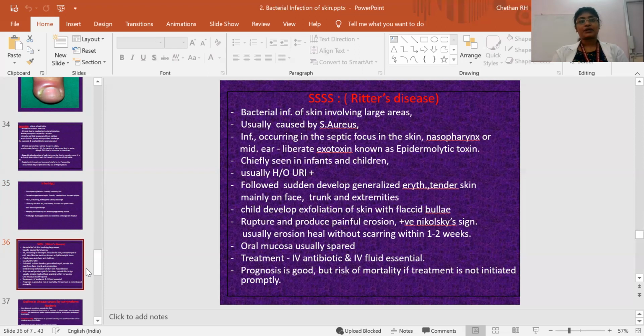Treatment is IV antibiotics and IV fluids if essential. Prognosis is usually good, but there is a risk of mortality if treatment is not initiated promptly. So we have to treat as soon as possible.